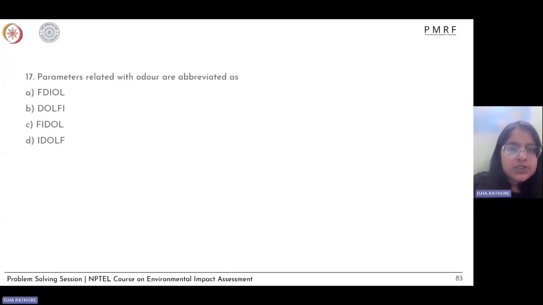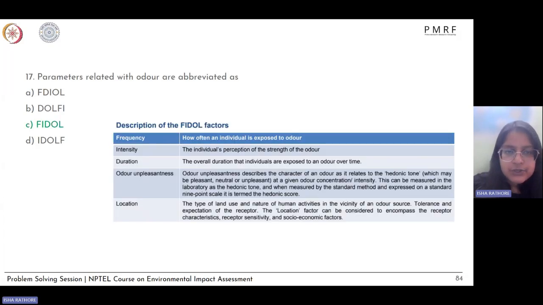Parameters related with odor are abbreviated as A, FDIOL, B, DOLFI, C, FIDOL, or D, IDOLF. So in what order are these parameters abbreviated? These are parameters related with odor. So the correct answer is C, that is FIDOL.